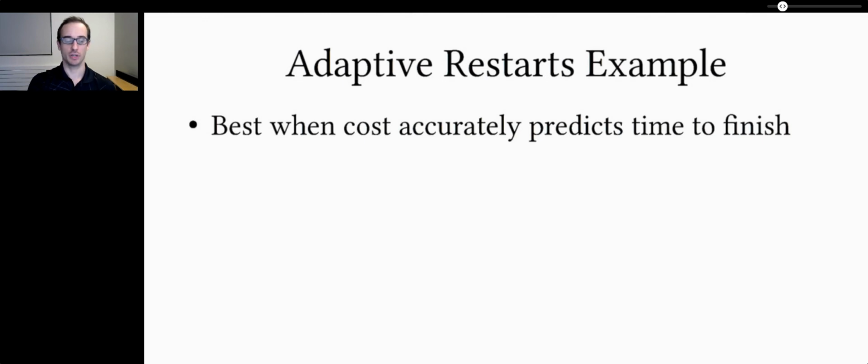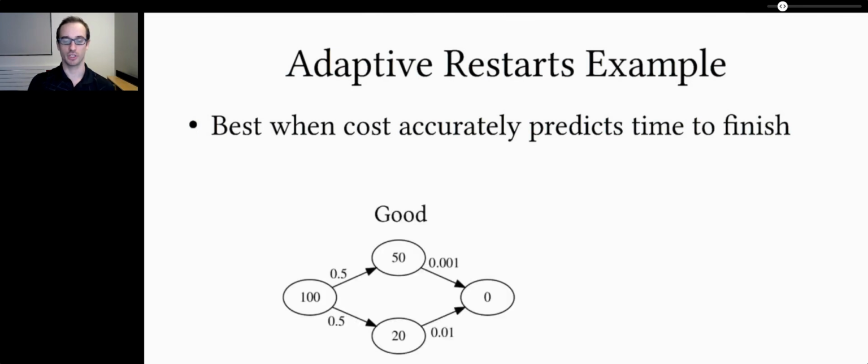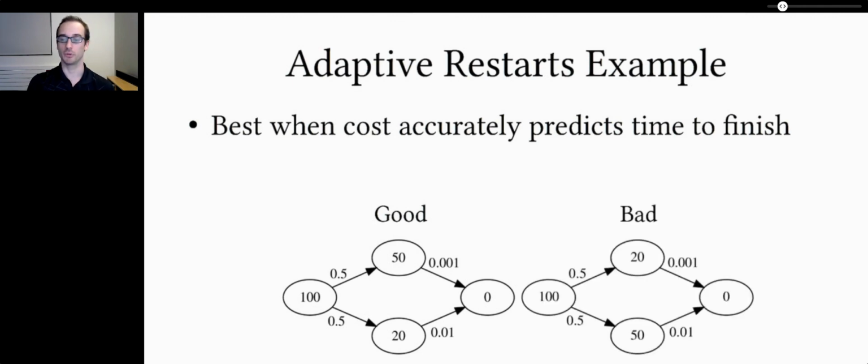The adaptive restart algorithm is most effective when the cost is a good predictor of the time to finish. So for example, if we have a low cost state that also has a high probability of reaching the goal, adaptive restarts do well. And if we reverse this, then adaptive restarts will not do as well.